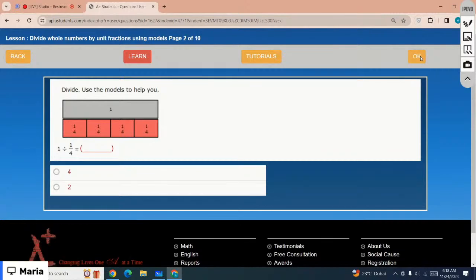Okay, 1 divided by 1 fourth, which is the correct option? If you have to divide 1 into 1 fourths, how many 1 fourths do you have to make? You have to make 1, 2, 3, 4. So the correct option is 4. 1 divided by 1 fourth equals 4, right?